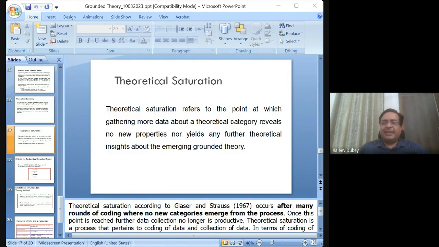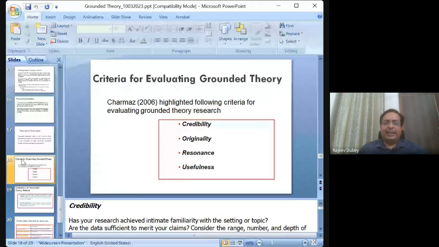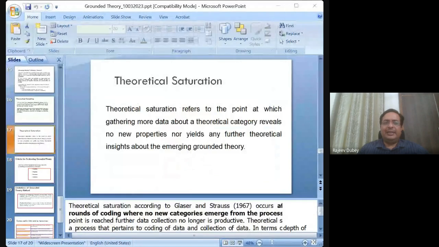And as I said, after a certain point of time, we reach theoretical saturation, which, according to Glaser and Strauss, occurs after many rounds of coding where no new categories emerge from the process. Once this point is reached, further data collection is no longer productive. When similar incidences occur again and again, the researcher may feel confident that the category is saturated. And once it is saturated, we have identified a structure to develop a theoretical model.